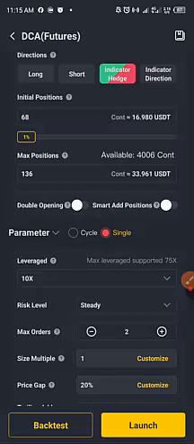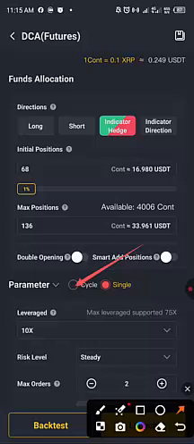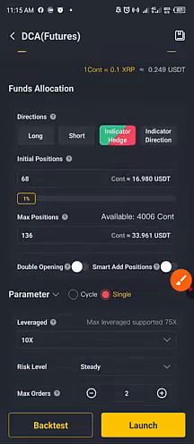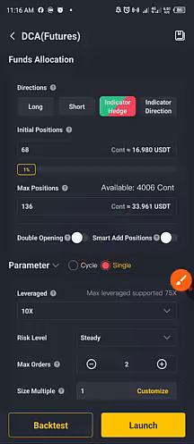So the risk level is on steady, our leverage is 100. Now there's another place I really need to explain, which is cycle and single. Single means if the bot enters this trade for me and it takes profit, after it takes profit, it should wait and do nothing and wait for me to give it another instruction. Cycle, on the other hand, means that anytime this trade takes profit, it should enter another trade automatically. So if it takes profit now, it just analyzes the market again and decides again whether it's going to buy or sell. So I like to leave it on cycle.